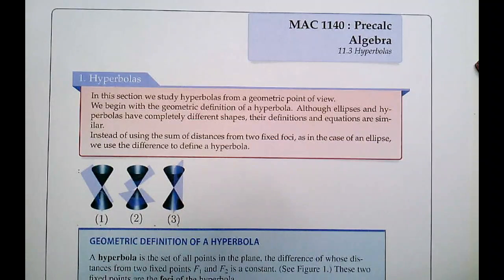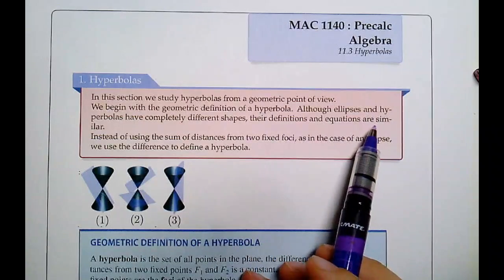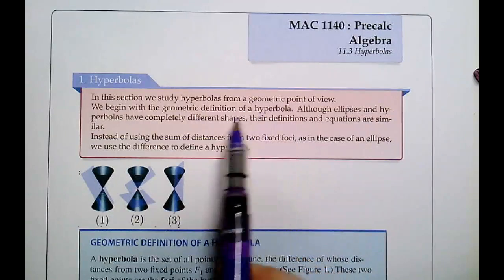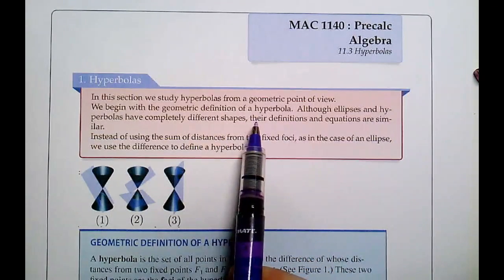Alright, so the last type of conic we're going to look at is a hyperbola. So we're going to look at a geometric definition of a hyperbola. You'll see that ellipses and hyperbolas have similar equations, but they have completely different shapes.